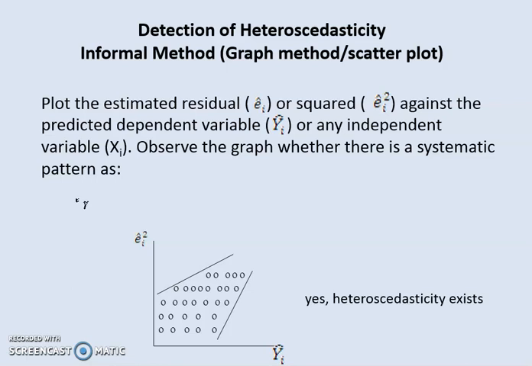From the graph, we need to observe whether there is a systematic pattern, and this is an example where there is a pattern, and yes, from here we can see that heteroscedasticity exists.